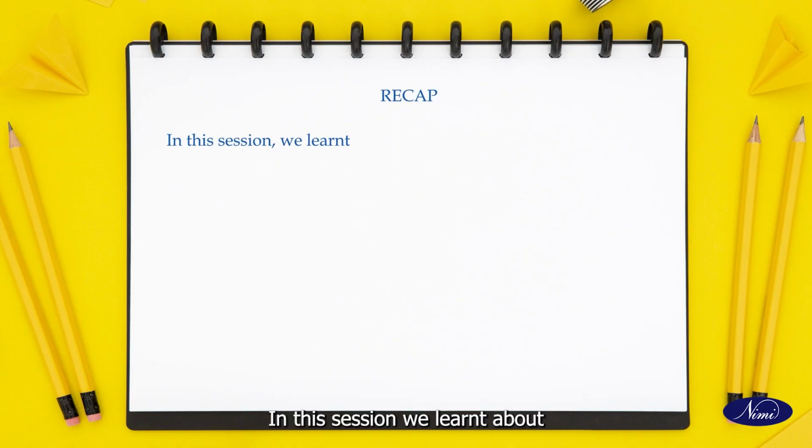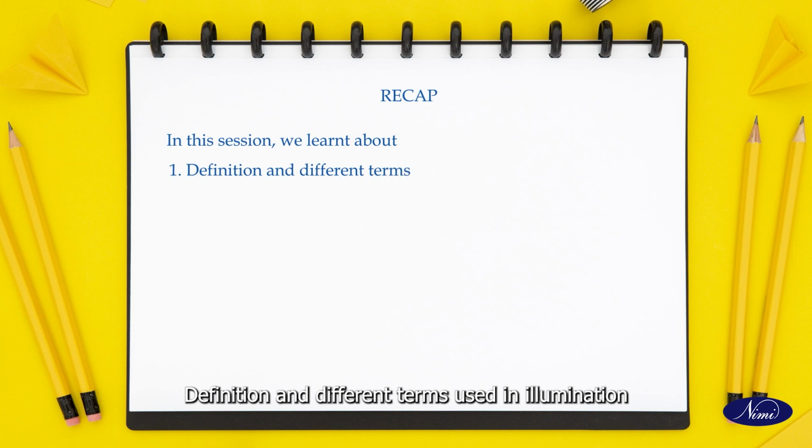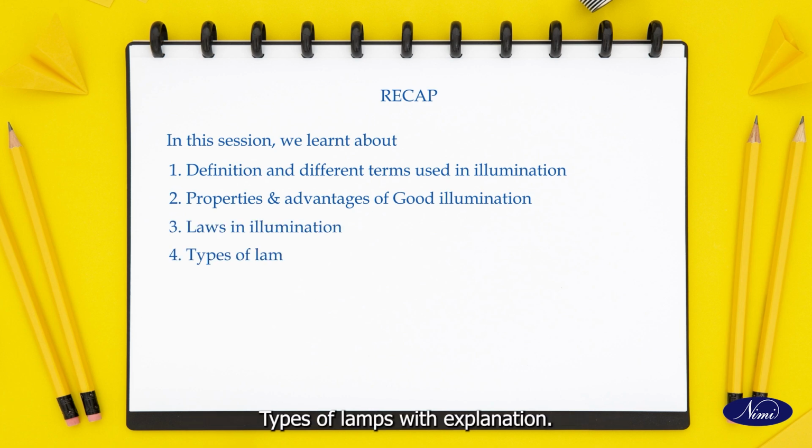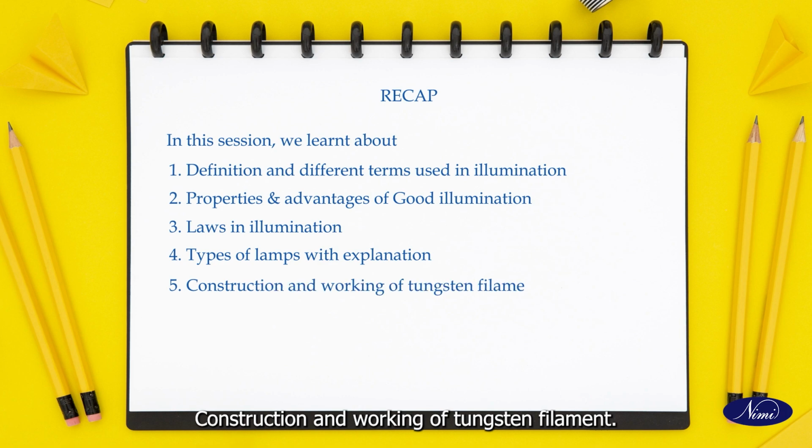In this session, we learnt about the definition and different terms used in illumination, properties and advantages of a good illumination, laws in illumination, types of lamps with explanation, construction and working of the tungsten filament lamp, and direct and indirect lighting.